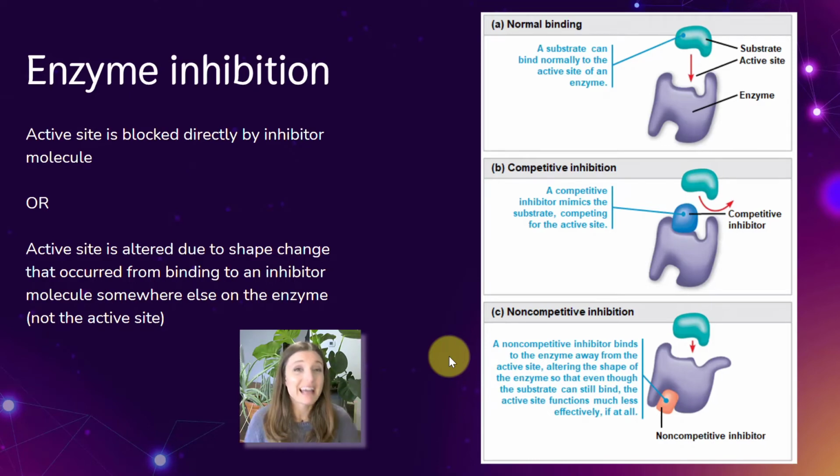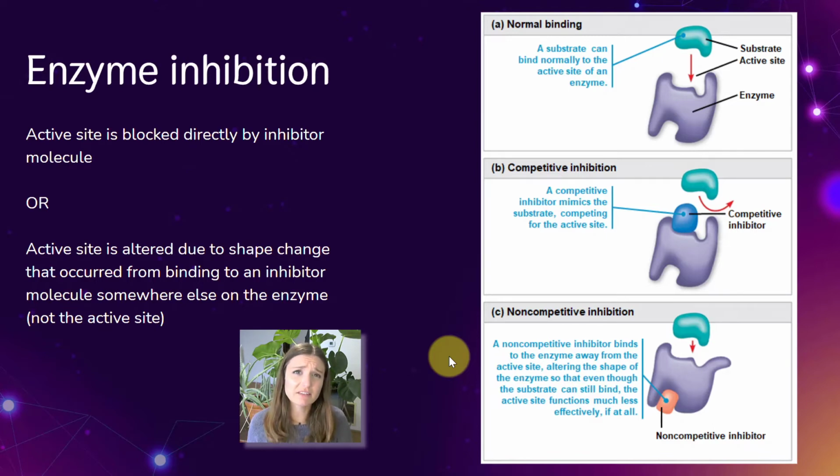So in competitive inhibition, we have a molecule that's actually sitting in the active site of the enzyme, but it's not the substrate, and that physically blocks the substrate from bonding to that active site, okay? So competitive inhibition: there's an inhibitor molecule that sits in the active site that blocks it from binding to its substrate.